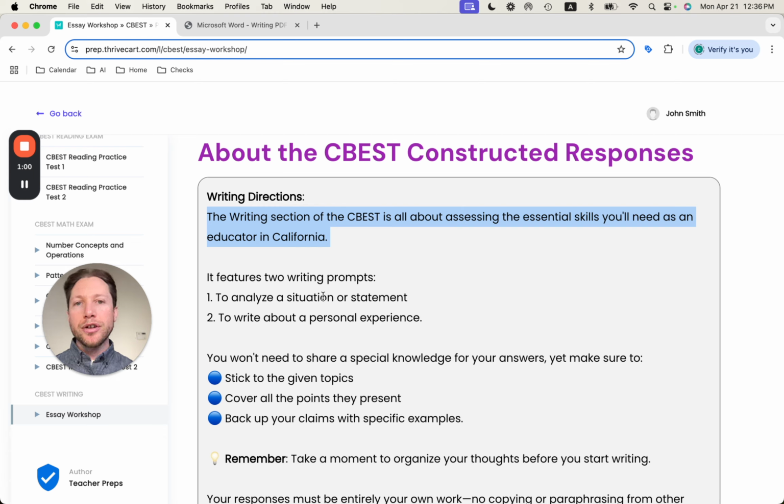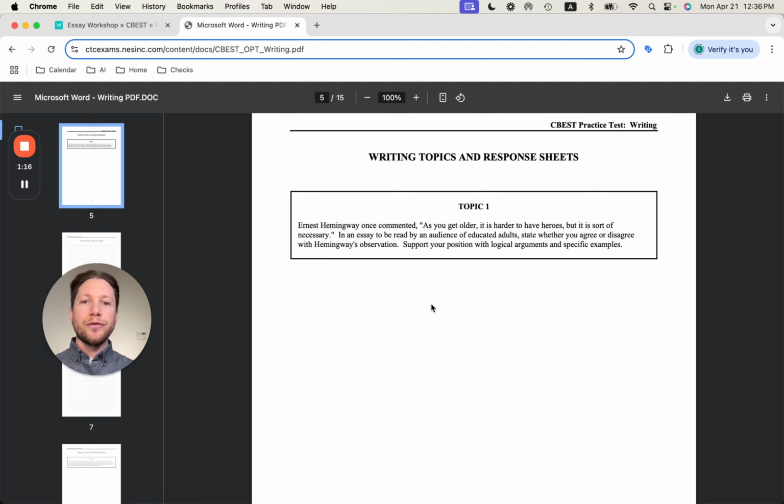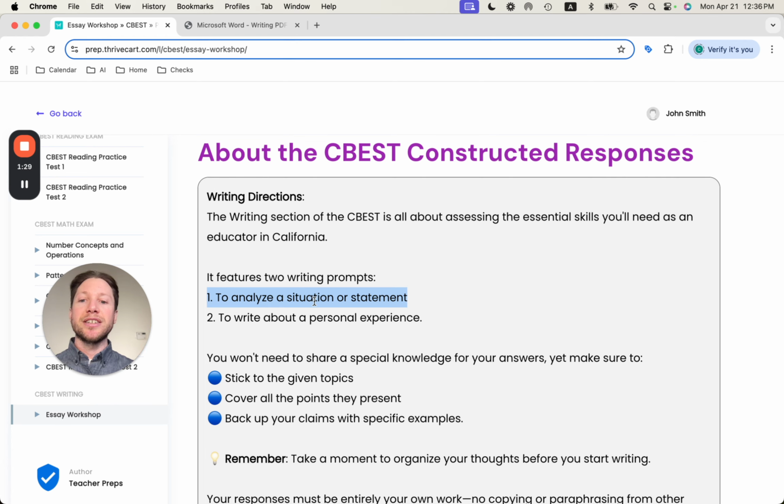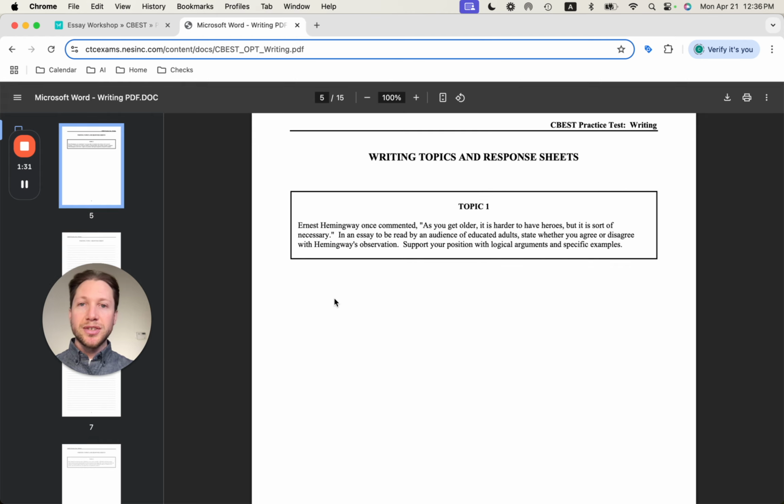Now, while taking your exam, you will receive 2 essay prompts that will require you to write 2 essays. And essay number 1 is all about asking you to analyze a situation or a statement. So let's pause right here and go to the official testing agency's CBEST practice test, where in section 3, they actually give us a topic 1 and a topic 2. So again, topic number 1 is all about analyzing a situation or a statement. So we can study their practice exam to better understand what we will likely see when we actually take it.